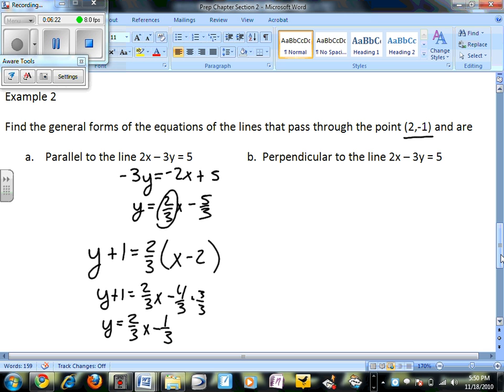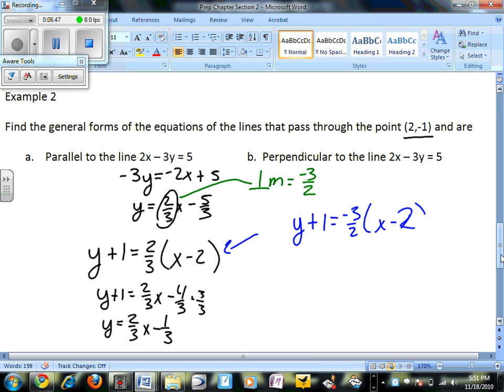All right, so we want it to be perpendicular. Looks like they gave us the same equation. We already figured that the slope was 2/3, so the perpendicular slope is going to be -3/2, the opposite reciprocal or the negative reciprocal. Again, we do the same thing and plug it into point-slope form. So y plus 1 equals -3/2 times x minus 2.